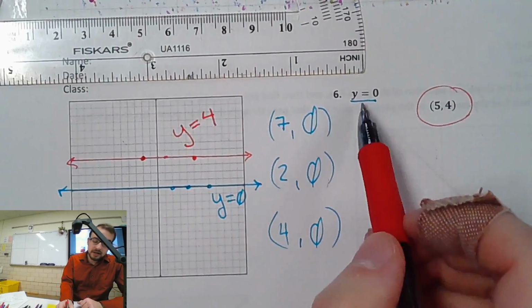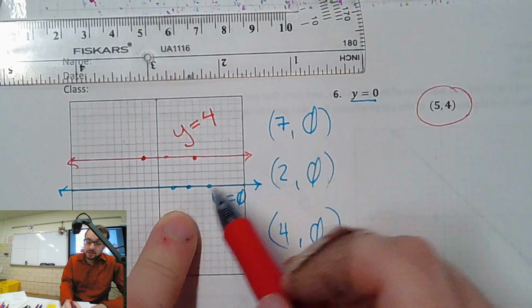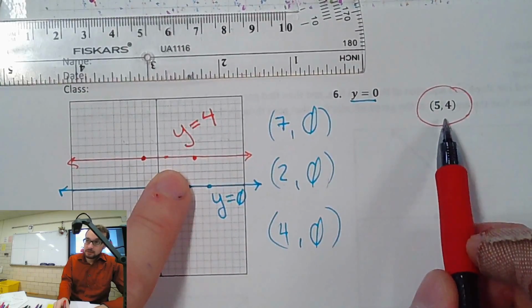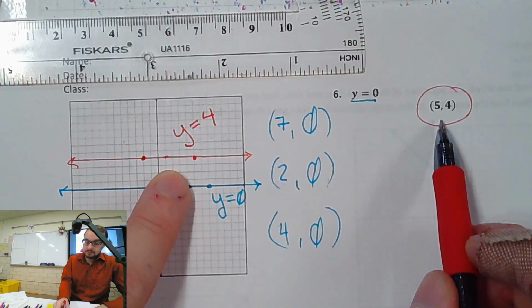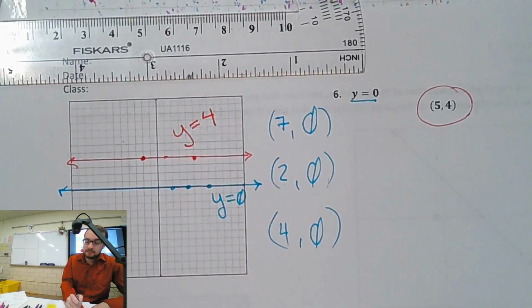So they wanted us to graph this one, which we did in blue. Then they said, find an equation that's parallel to that and goes through this point. So that's where the second one came from. It has to go through (5, 4), there it is, and has to have the same slope, horizontal, right?